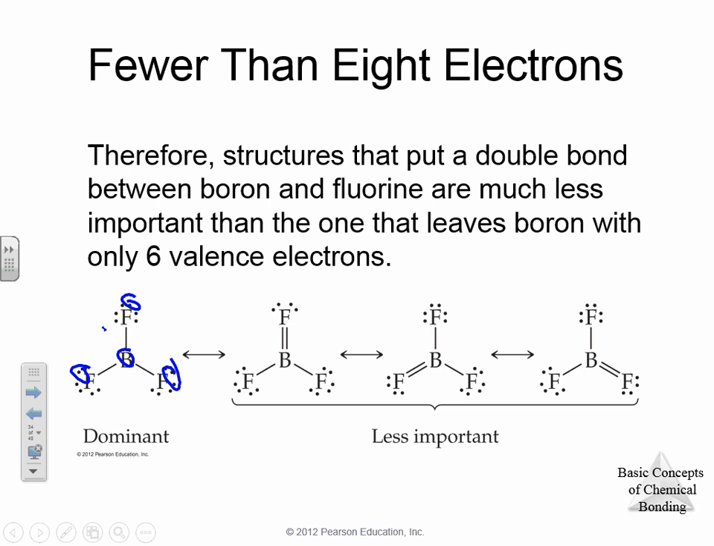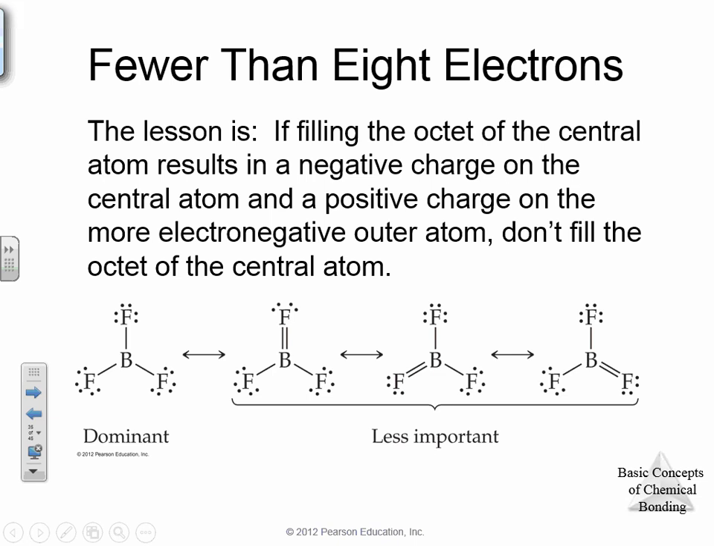So again, we want to get rid of those formal charges. The reason is boron only has 6 electrons in its outer shell right there, which is fine, because having 6 in its outer shell gives us its simplest Lewis dot structure. So again, giving it 6 gives us our best Lewis dot structure because we don't have formal charges.